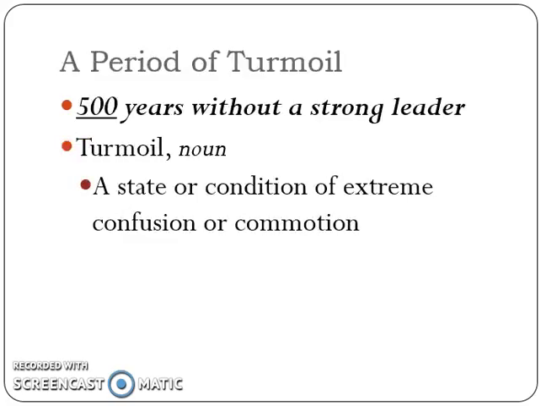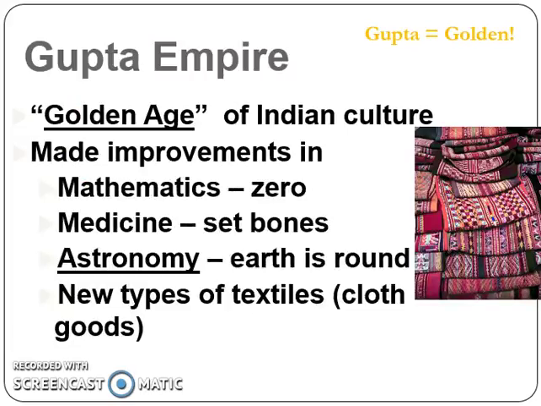And so we will see 500 years in India without a single strong leader. Small groups will emerge, different leaders in smaller areas, but no true empire, no true huge civilization is going to exist. So there's a lot of turmoil or confusion over territory and who rules, and this is going to last for 500 years before we see another empire emerge.